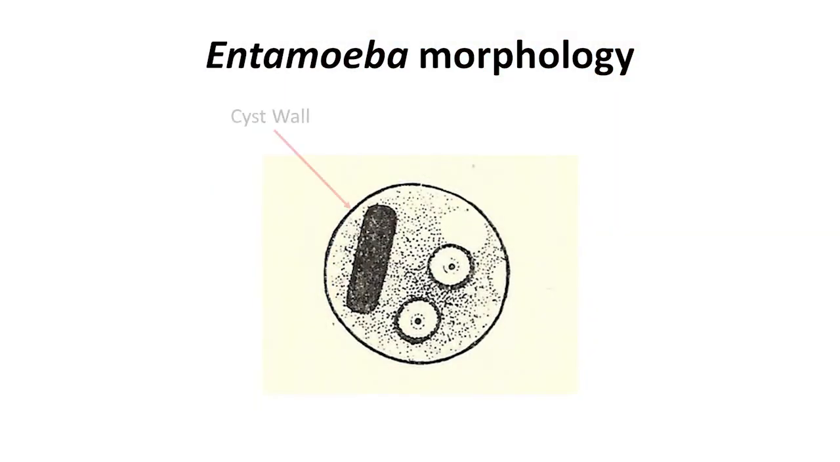The first thing I'd note is the cyst wall. This is a nice circumscribed cyst wall. These are normally oval or round. The cyst wall is very distinctive. You should be able to see a cyst wall, particularly in wet preps. So if you can't see a distinctive cyst wall in a wet prep in particular, I'd start to be concerned it may not be an Entamoeba cyst.